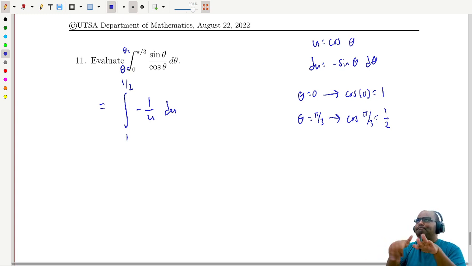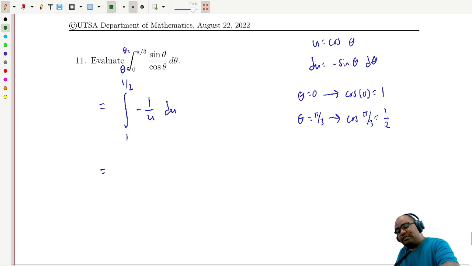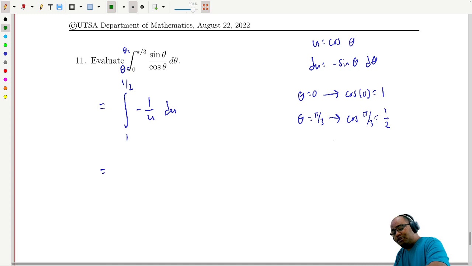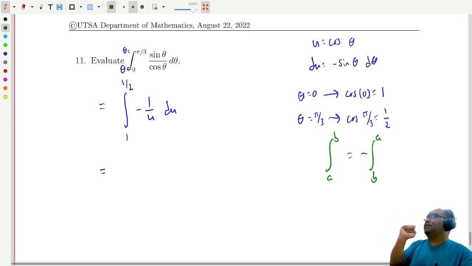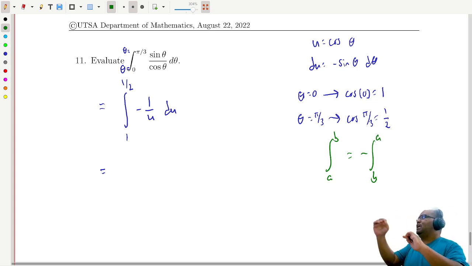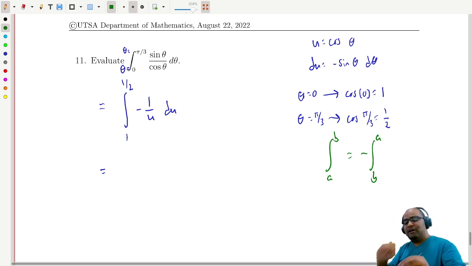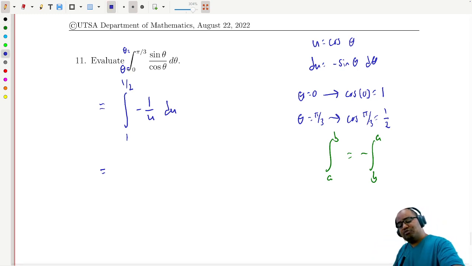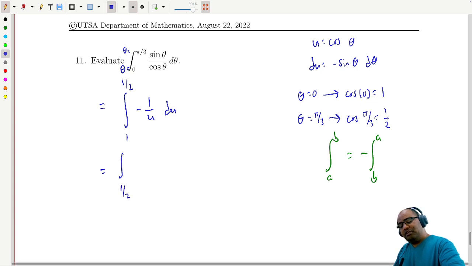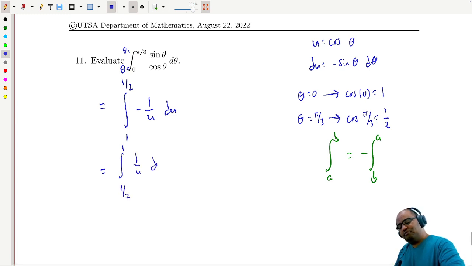Now, you may be thinking, hey, the lower limit of integration is bigger than the one on the top. We can just keep it like this, but as you'll probably see in the homework sets, we're going to reverse the order, so that the lower limit is smaller than the top one. We're going to use the fact that integrating from a to b is the same as integrating from b to a, but I attach a minus sign to the integral. Anytime I flip the limits of integration, it costs me a minus sign. So I can write this integral in a more conventional manner: the integral from 1/2 to 1 of 1 over u du.